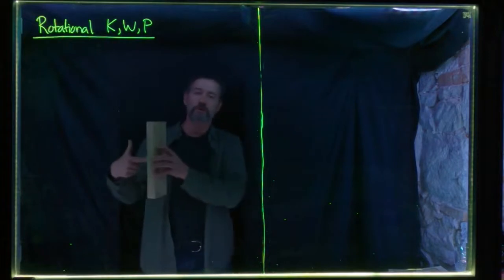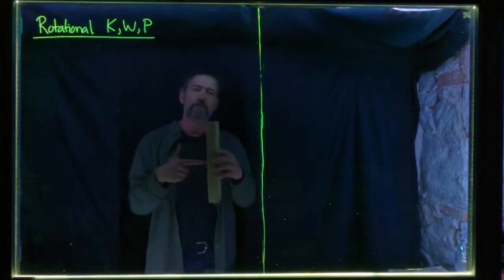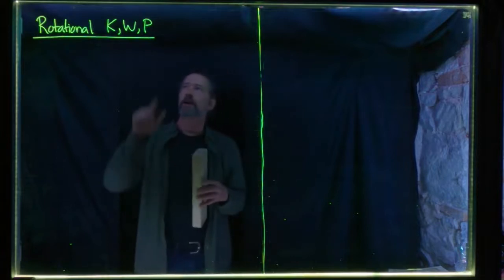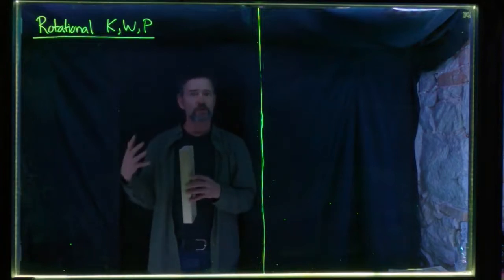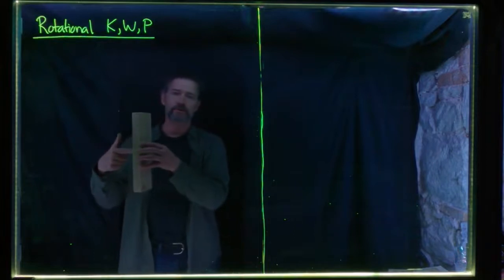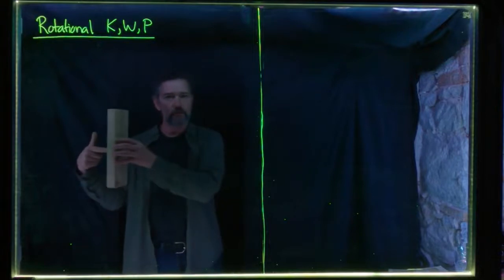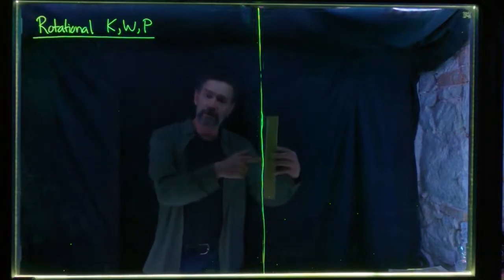Work, force dot displacement, is energy transfer. So if I do some work, what I'm doing is I'm transferring kinetic energy to this object. And power is the rate at which that transfer happens, which is force dot velocity. So for a given force, if the velocity is small, the rate of energy transfer is small. But for that same force, if the object is moving quickly, then the rate of energy transfer is larger.